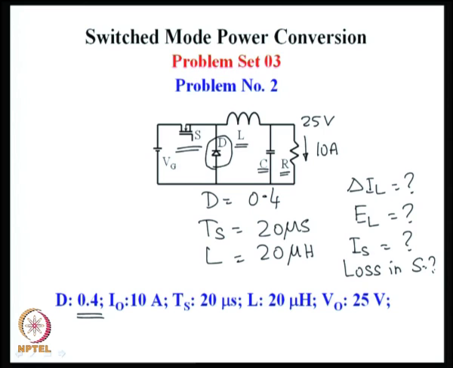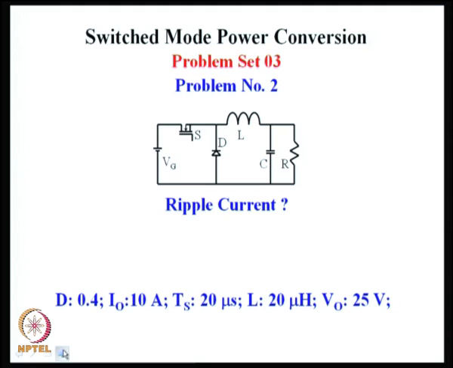Here we would also like to take into account the non-idealities in the converter, so that we will be able to find out the loss that is taking place in the switch. The first thing that we wish to calculate is the ripple current.